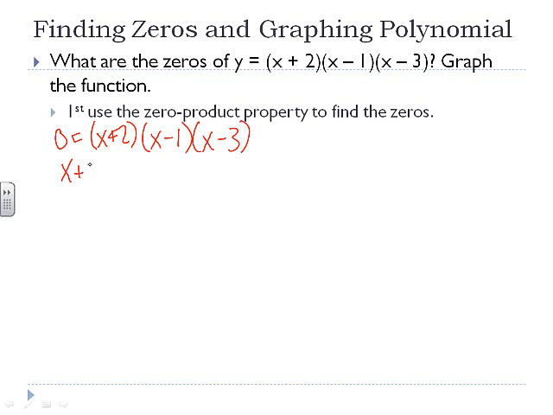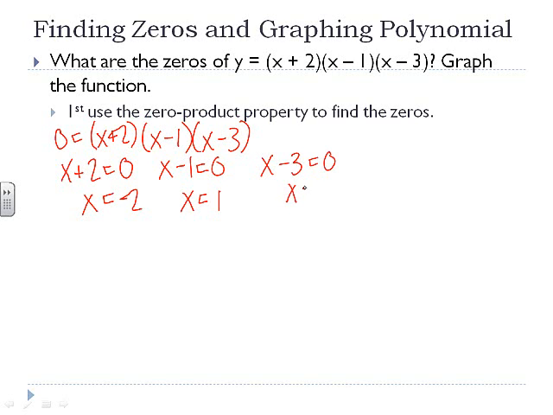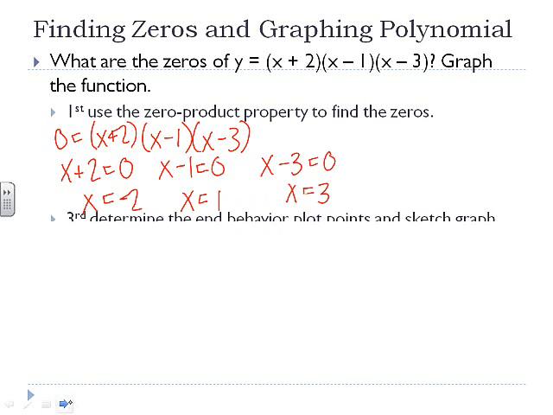So we can say x plus 2 equals 0 and find that x equals negative 2. We can say x minus 1 equals 0 and find that x equals 1. And then we can say x minus 3 equals 0 and finally find that x equals 3. We have 3 zeros, which means that this is a cubic function.